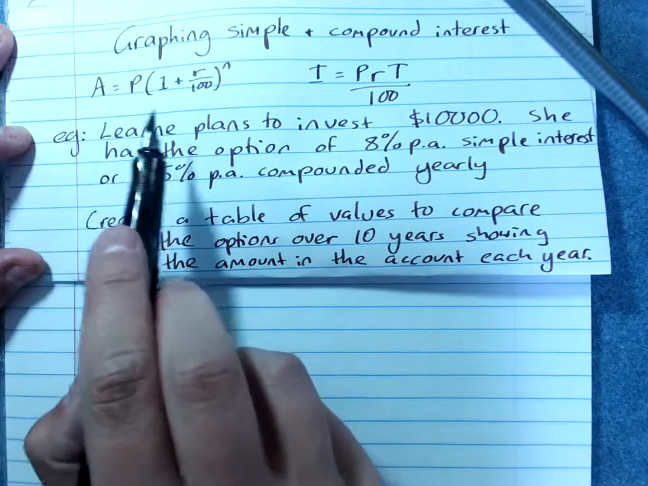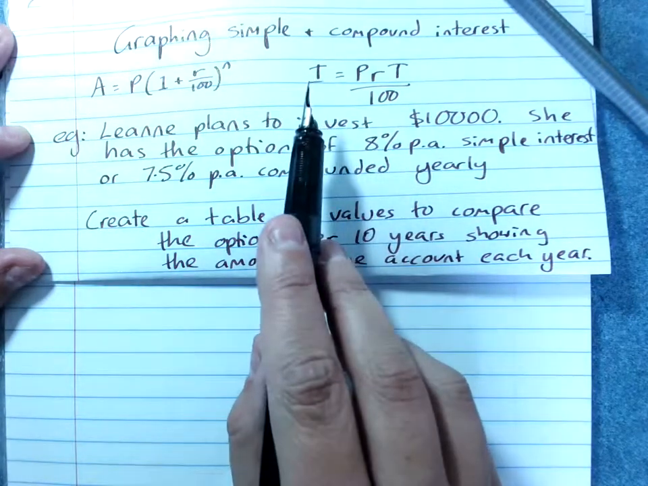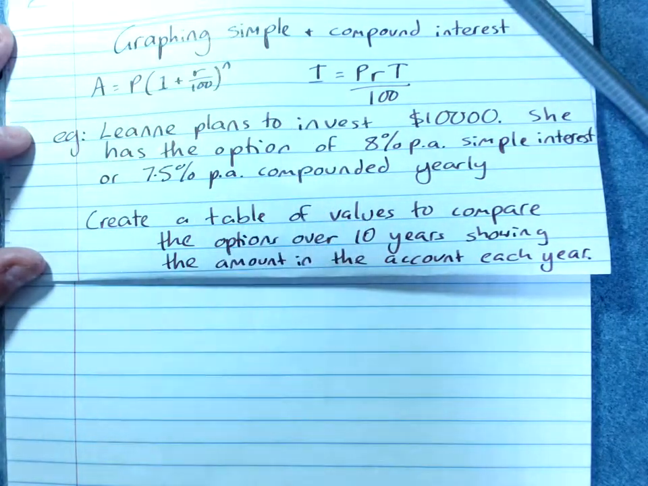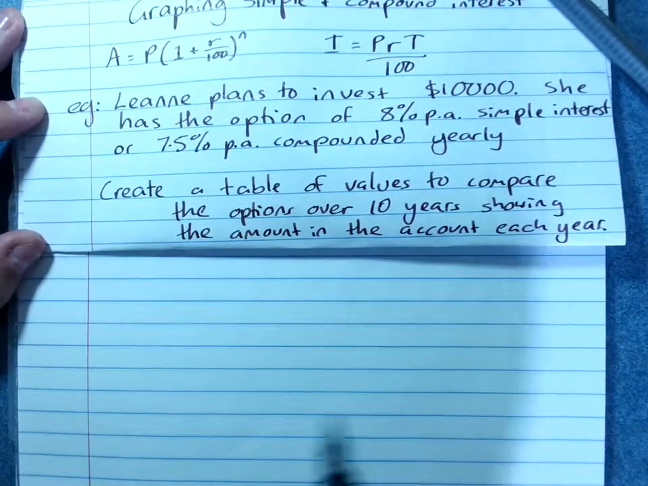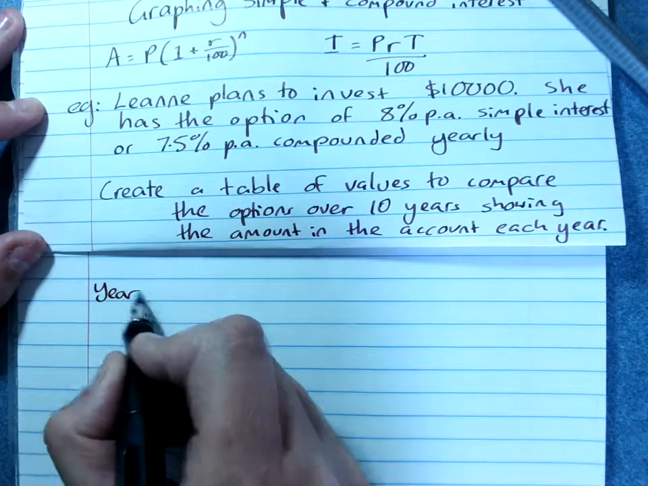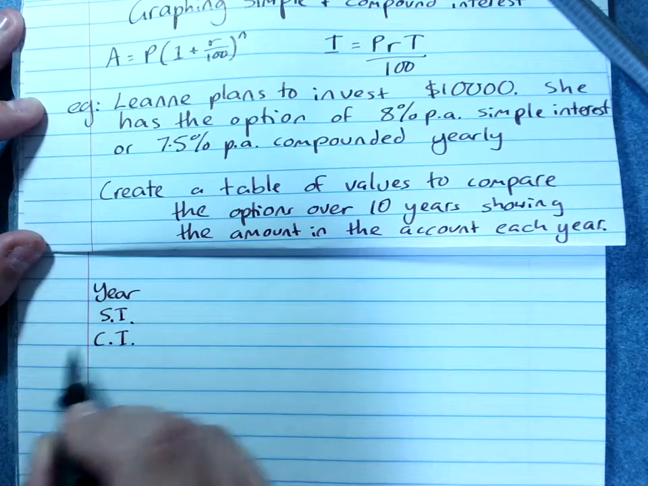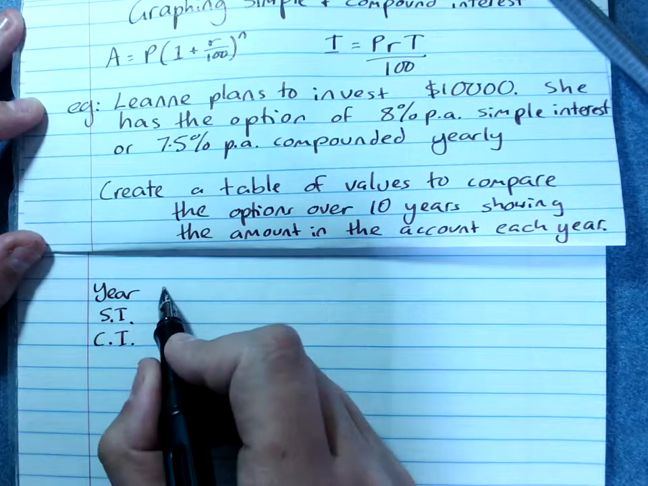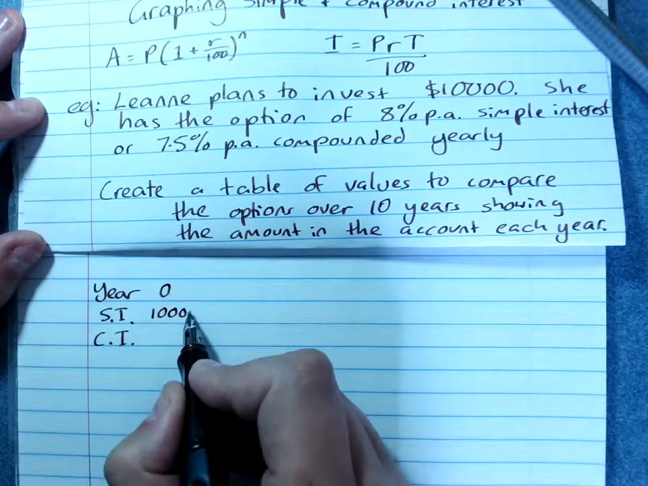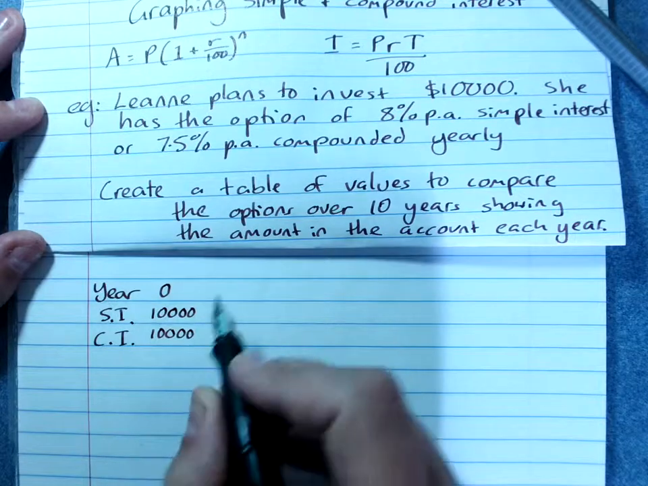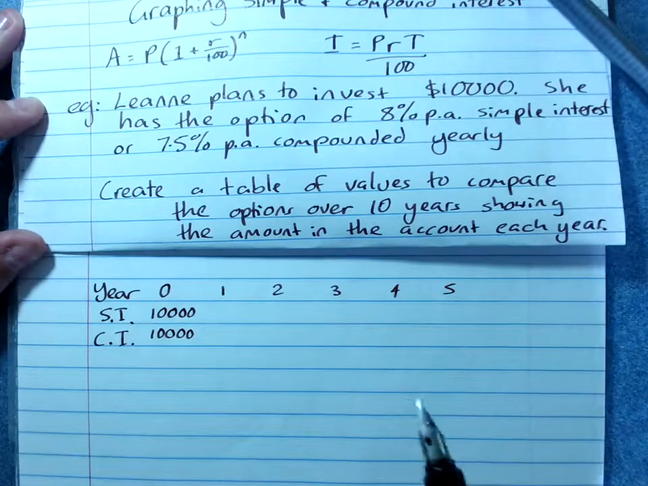Now that's great for compound interest because the formula gives the amount in the account. For simple interest, it does only give the interest, so we would have to be adding on the amount in the account. So our table of values would be the year, the simple interest, and the compound interest. And we could do those two separately if you wanted or together. We'd start with year 0 with the original amount, so they will both have 10,000 to start with. And then year 1, 2, 3, all the way up to 10 years.